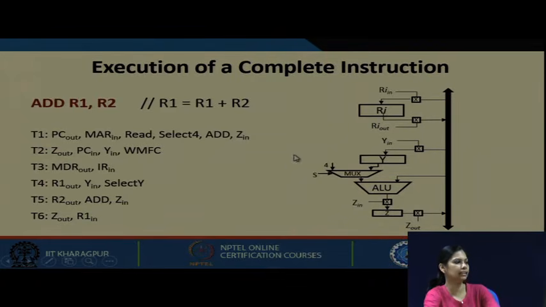Now, let us see the execution of a complete instruction. In this case we are taking a complete instruction. For executing a complete instruction, what is required? We need to first fetch that instruction. In the same way, we need to put the content of PC into MAR, activate the read control signal, at the same time increment the PC value, and then wait for memory function complete because we have performed a read.